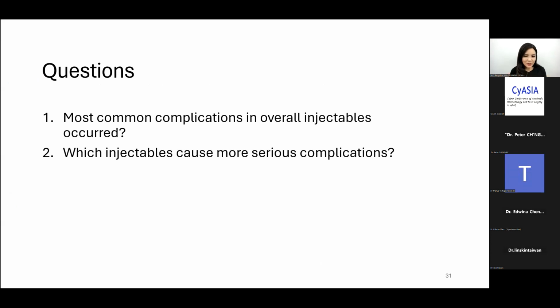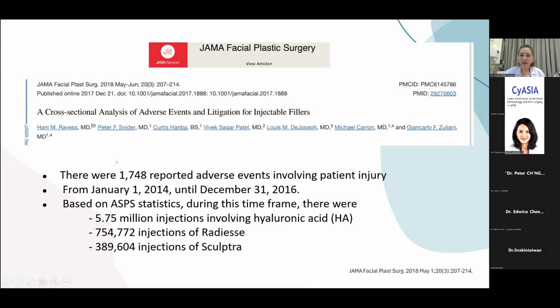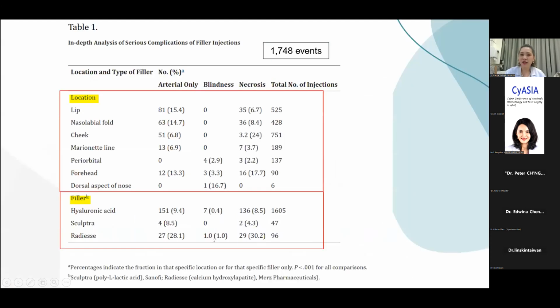I think my part will end here, because this is how I would like you to know and understand biostimulators, and to know the adverse events of HA. You can see this is HA and Radiesse and Sculptra. So this is a complication. For Radiesse, infection is the most common complication, followed by pain and swelling. But for Sculptra, nodular formation is the most common, followed by infections. And for HA, the most common complication is swelling.